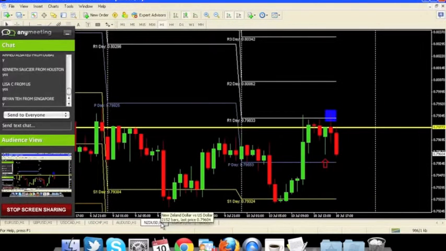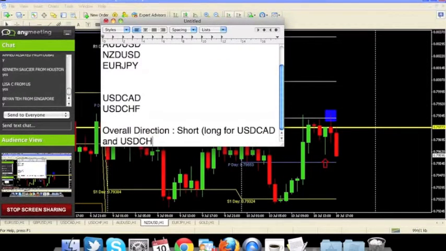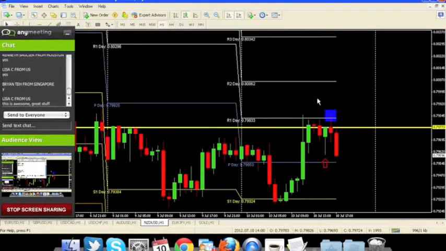New Zealand dollar. The next candle opens up. We don't sell. We don't buy. We can wait. What is the overall direction? How many pairs are actually saying sell, sell, sell? Majority, right? Majority is saying we're going to go down. So you know the overall direction. The overall direction is short and long for these opposite pairs. You already know that.